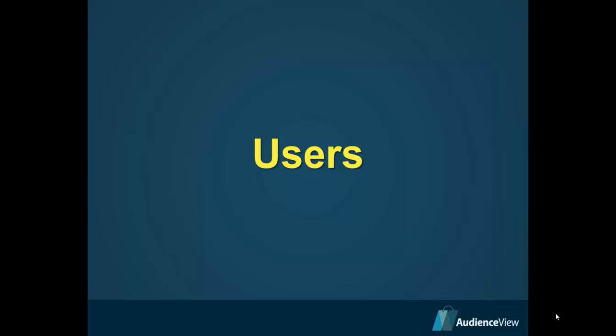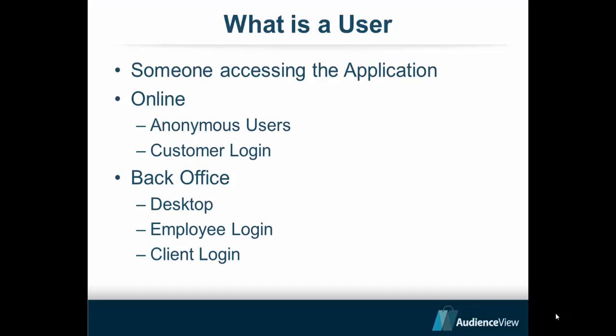To start, we're going to be looking at our users. We're going to define what a user is and what a user means in terms of audience view. So a user is somebody who accesses the application. That access can either come through online or through the back office. Online, it can be an anonymous user, so somebody just browsing through the site. There's an automated user that will log into the system and control the permissions of what that person can do as they're accessing the site.